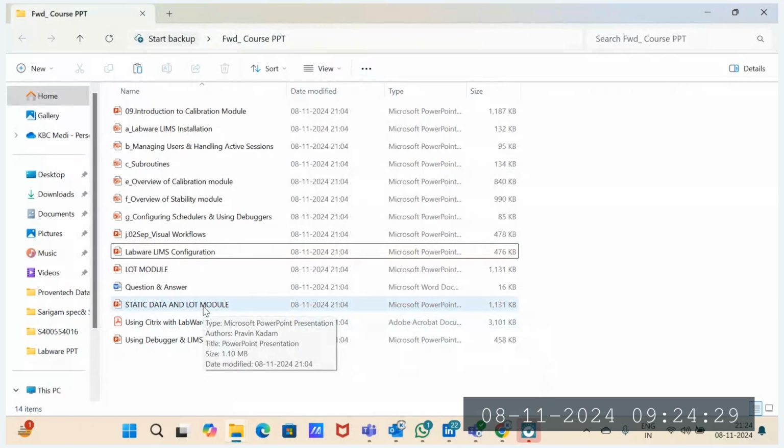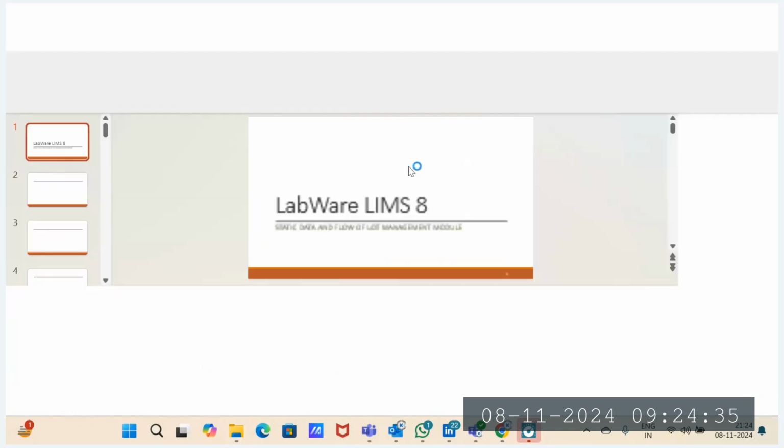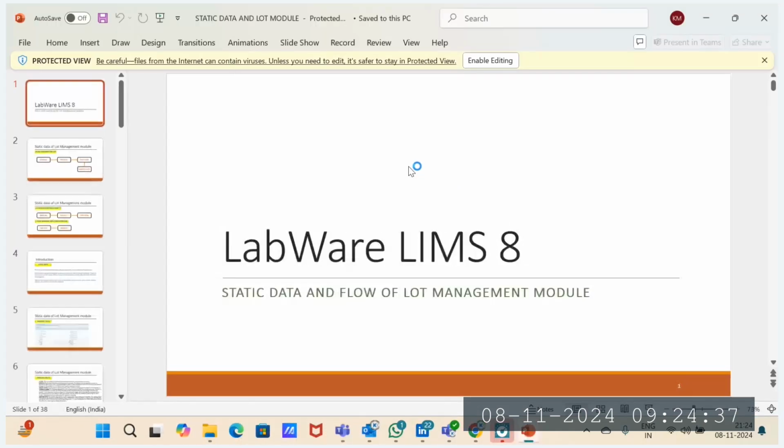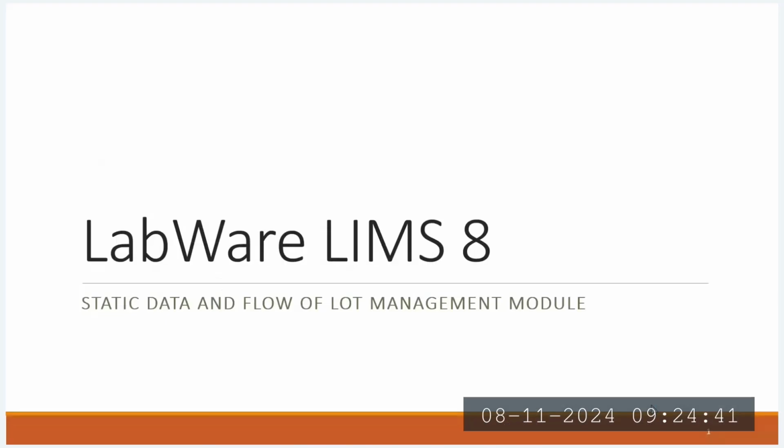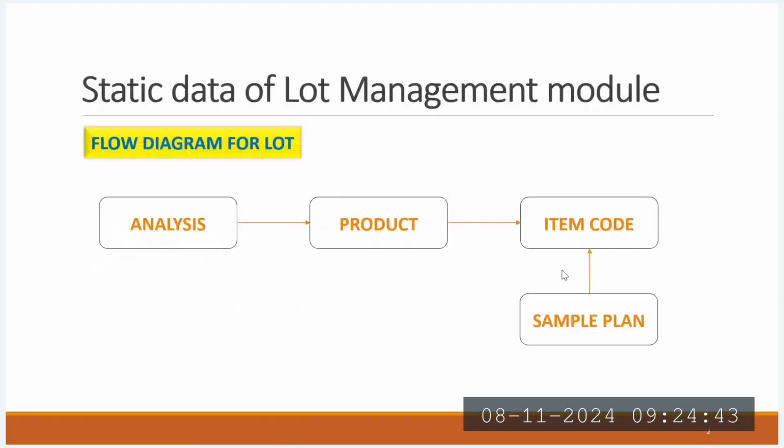Usually, once we finish this, what are the main topics that will be available, in the sense, static data. The way I have communicated static data and dynamic data, see, static data, in the sense, I have mentioned one flow diagram for a lot. If I want to generate any lot, this is the way I have to prepare master data. First, analysis, product, item code, and sample plan. This will be part of the tables.